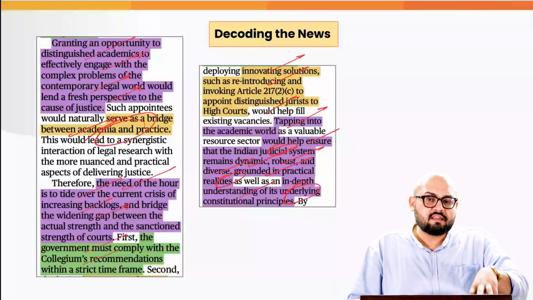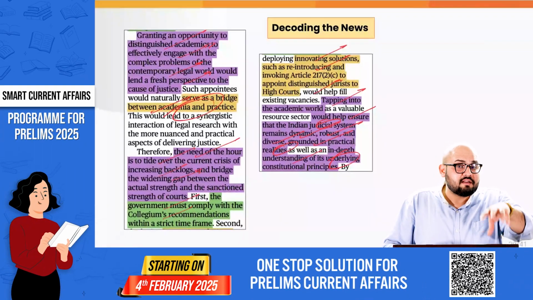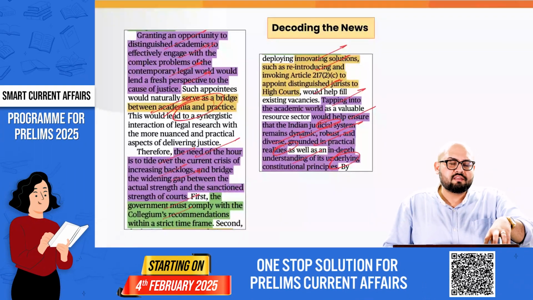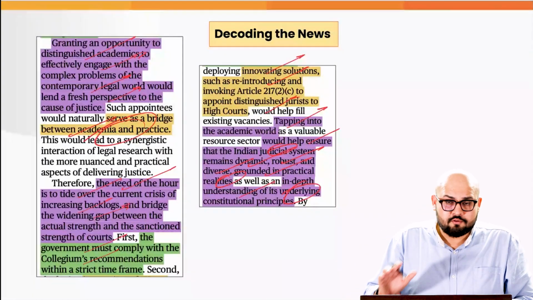So this is what the article is talking about. It is a kind of way forward which you can use in the questions related to the appointment of judges or the backlog of cases while you're writing a mains answer, right? So that is it, what you need to know with respect to this particular article.